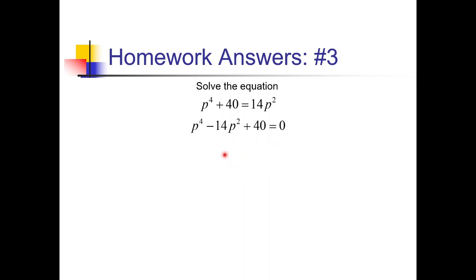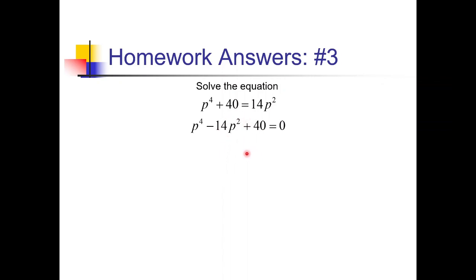Now, since I've got 3 terms and the first exponent is twice the second and the last thing is a constant, this is a pattern called quadratic form, where I can basically treat this thing like a quadratic and maybe factor it, but I'm going to use p squared where I would normally just use p.